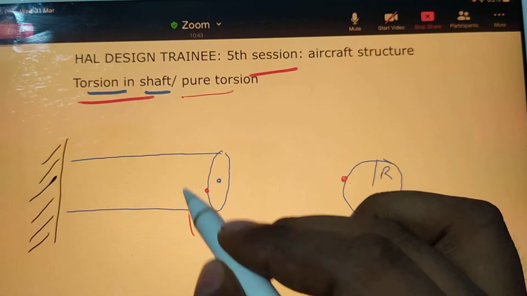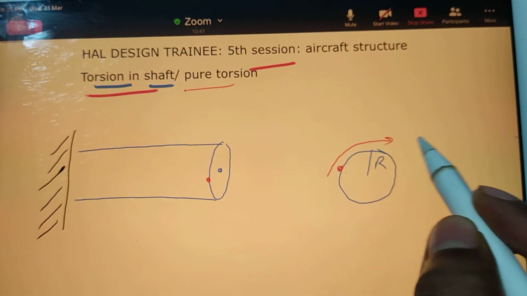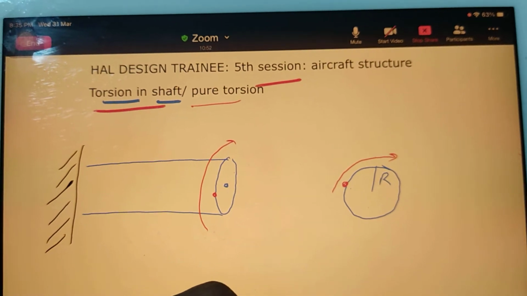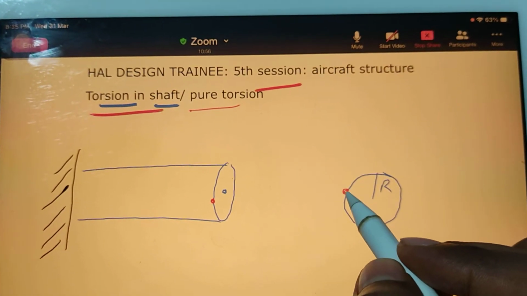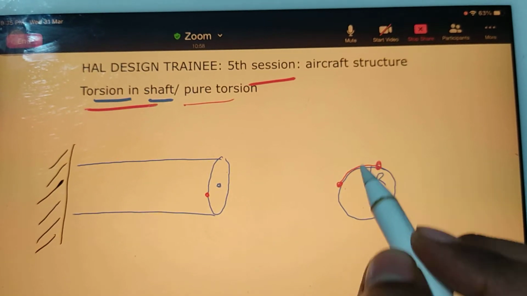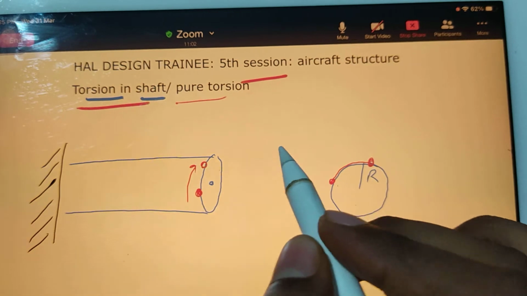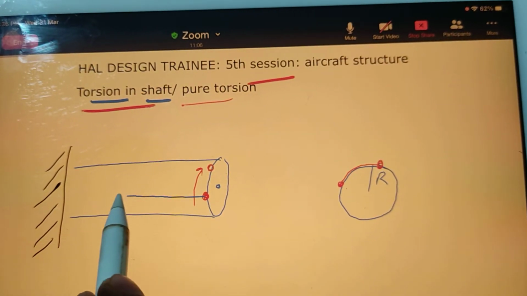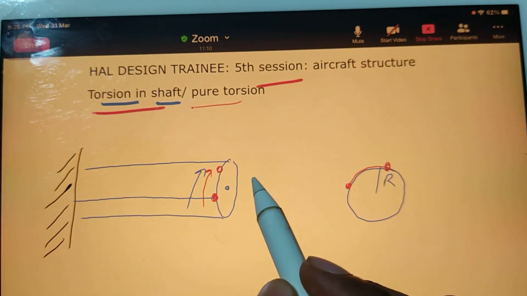Now twist the shaft. It means what? This point will shift. Twist the shaft, this point will shift. So you can see this point will shift and it will come somewhere here. Earlier this point was lying on this line. Now this point shifted here.